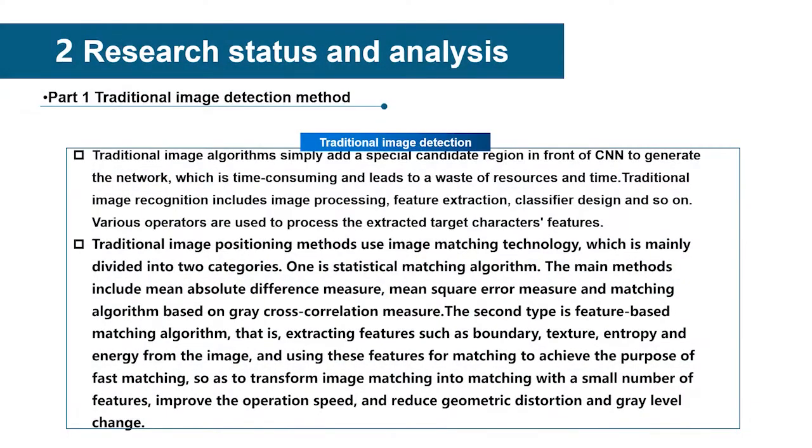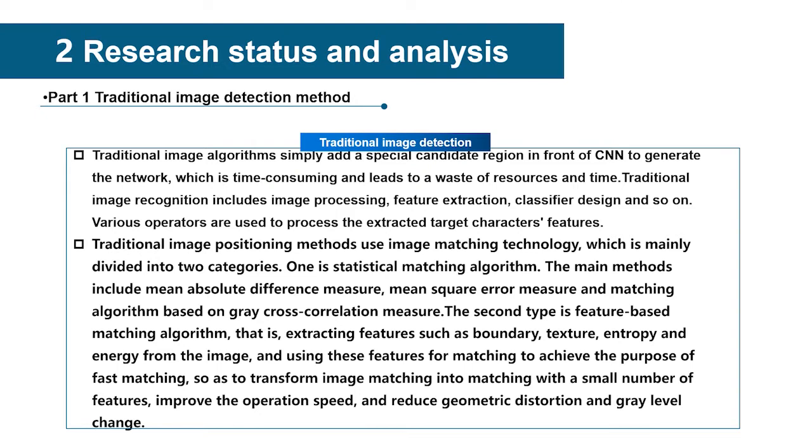Research status and analysis. Traditional image detection. Traditional image algorithms simply added a special candidate region in front of the CNN to generate the network, which is time-consuming and leads to a waste of resources and time. Traditional image recognition includes image processing, feature extraction, classifier design, and so on. Various operators are used to process the extracted target features.